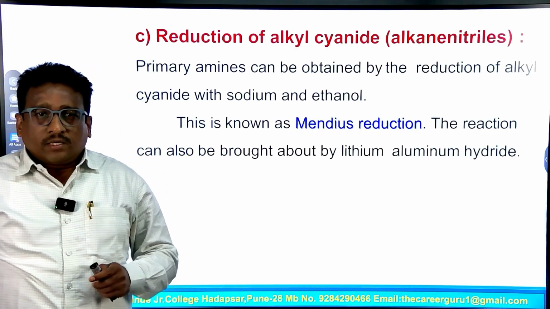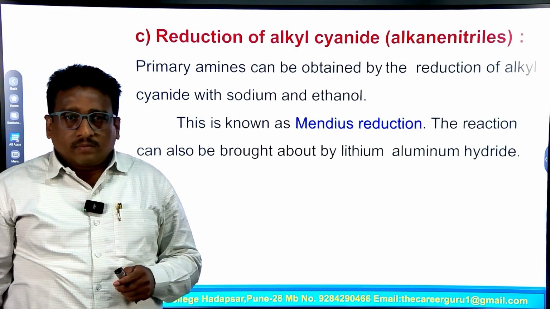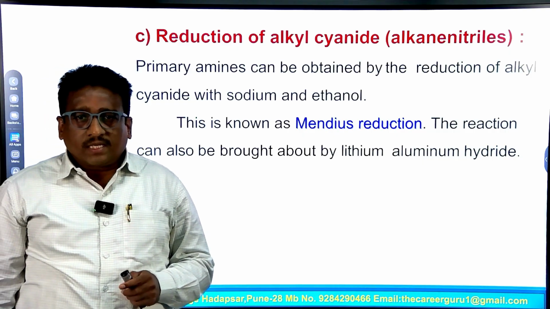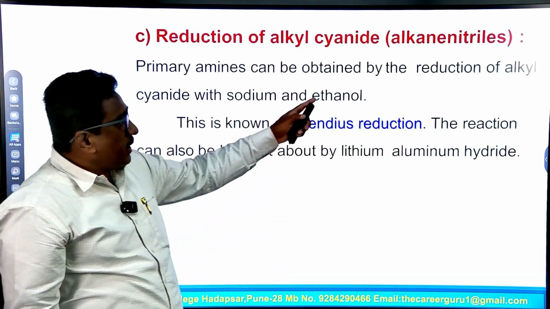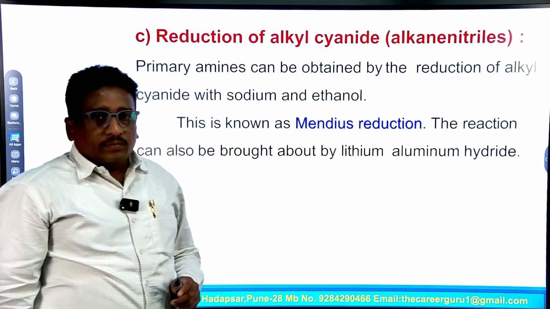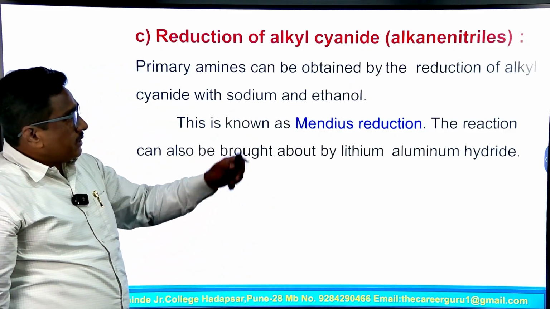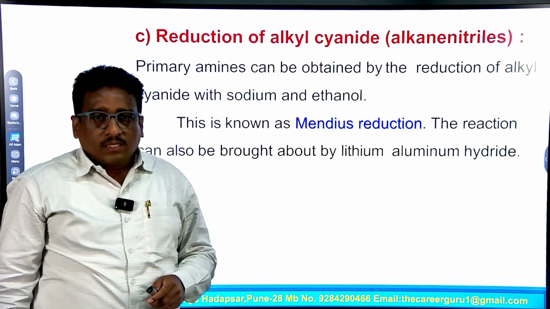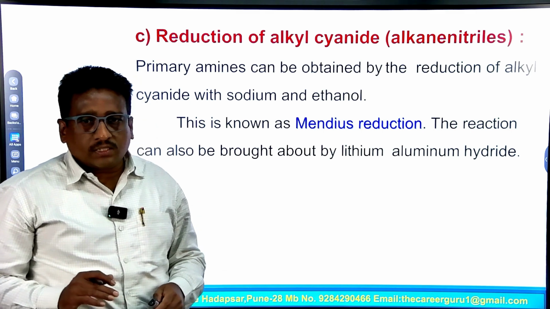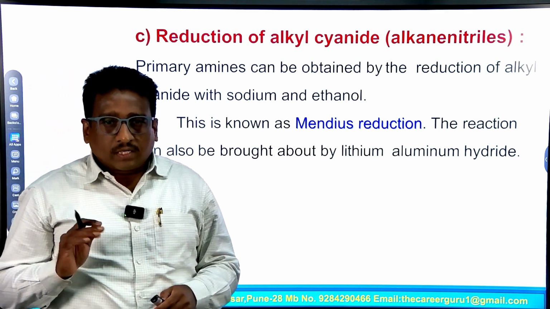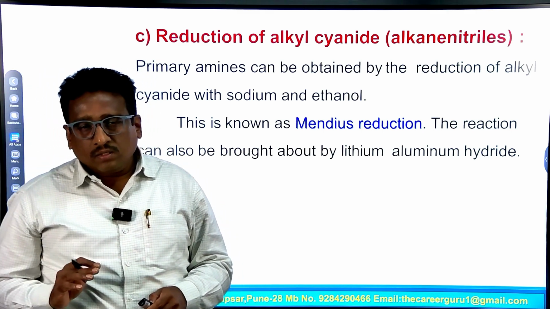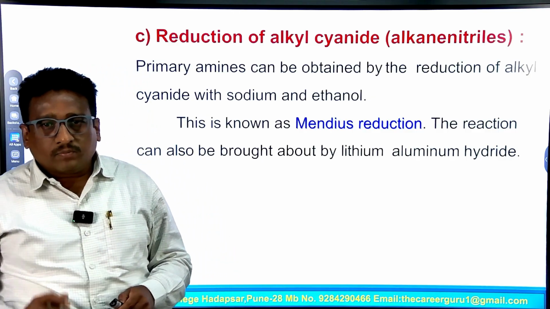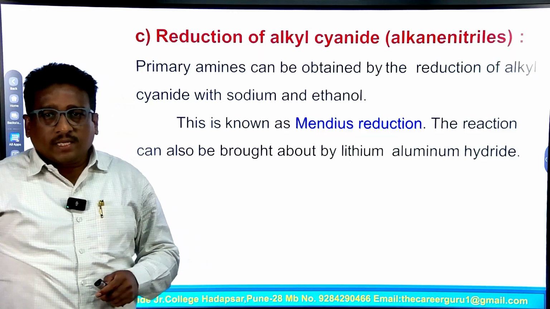Then the third preparation method, reduction of alkyl cyanide. Alkyl cyanides are also called alkane nitriles. Primary amine can be obtained by the reduction of alkyl cyanide with sodium and ethanol. This reduction method is called Mendius reduction. So, this is the name reaction used to prepare primary amine from alkyl cyanide or alkane nitrile.